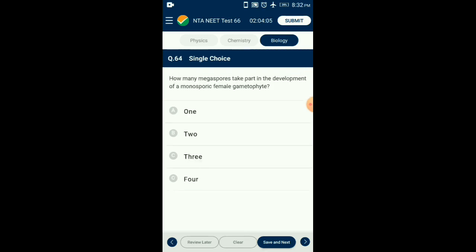Question number 64. How many megaspores take part in the development of monosporic female gametophyte? One megaspore mother cell forms 4 megaspores, 3 out of 4 megaspores degenerate, and only one megaspore takes part in the formation of the female gametophyte. So the answer is option A, 1.